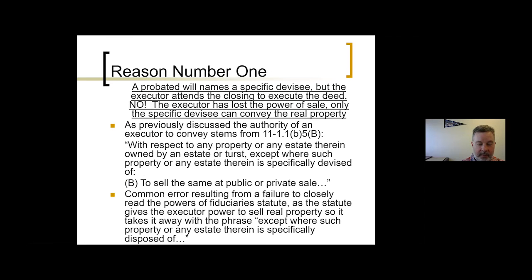Okay, reason number 1, a probated will names a specific devisee, but the executor attends the closing to execute the deed. This doesn't work because the executor does not have a power of sale over a specific devise.